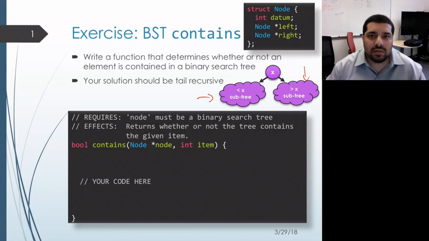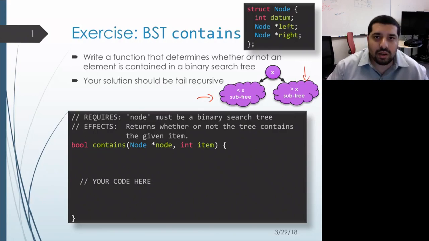We can take the recursive leap of faith and just assume that because we're giving it a smaller tree, it's going to give us the right answer. And so if the item is smaller than the root datum, then we know that that recursive call will tell us whether or not it's in that smaller subtree. And similarly, if the item is greater than the root datum, our recursive application on the right-hand side will give us the correct answer as to whether or not it's in that right subtree.